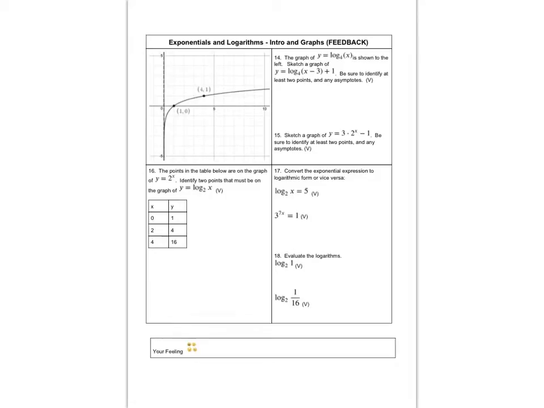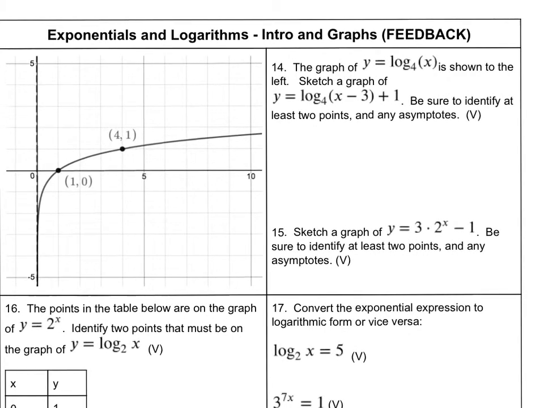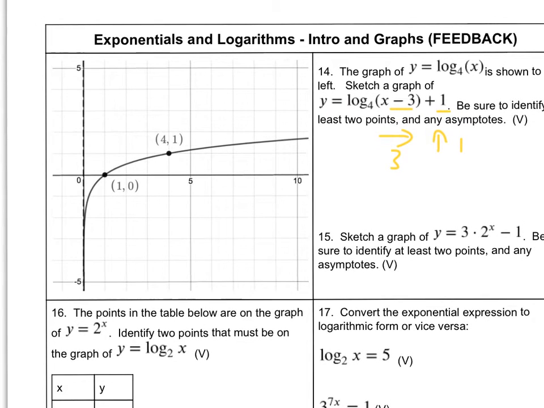Next up, we've got some exponential and log stuff. I'm going to sketch a graph based on the log thing. And here we're going to go 3 to the right and 1 up based on my transformations here. That includes the asymptote, so I'm going to move that first. It's going to go 3 to the right and find itself at a value of 3. I'm going to take my 2 points. 1, 0 is going to go 3 to the right and 1 up. 4, 1 is going to go 3 to the right and 1 up. And my new log graph is going to look something like this.